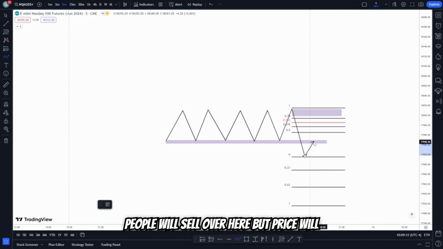People will sell over here, but price will go up. People will sell over here also at the 0.5 level. People will still sell on the 0.705 level also, and then price goes up and taps into this supply zone, and people will think, yeah, this is the last demand zone, so they will take a sell one more time. But this is what will happen.